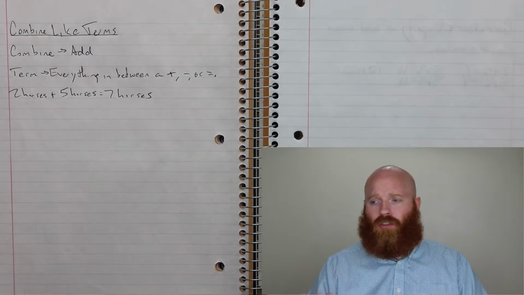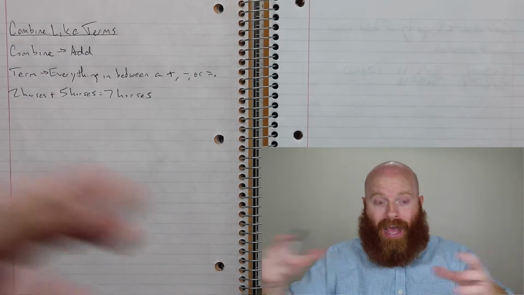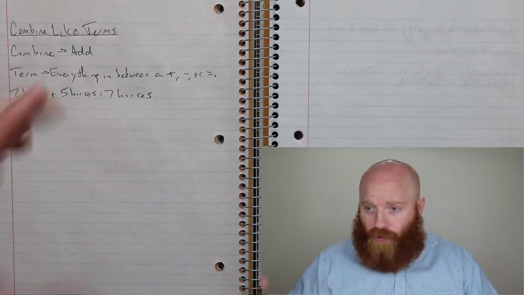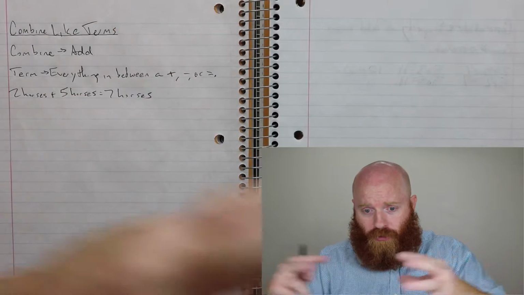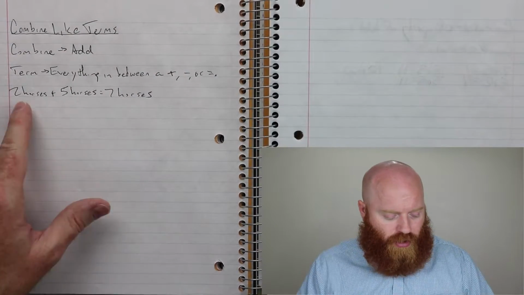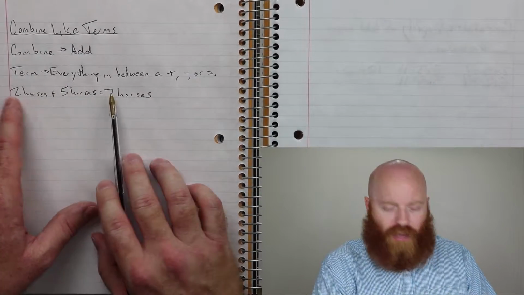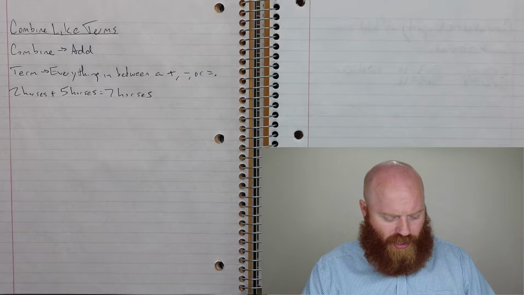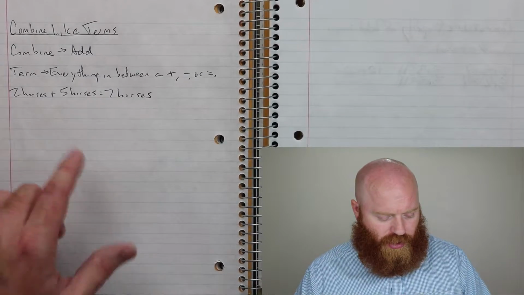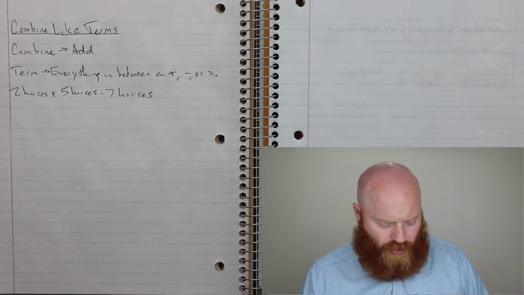I got 2 horses in the field over here, and I got 5 horses in the field over here. I'm going to combine these 2 horses and these 5 horses. Combine means add. That means I'm going to have 7 horses. Now, you don't add the numbers and then add the term. I don't have 7 horses, the heck is that? Horse. No. You just add the numbers and you keep the term the same.